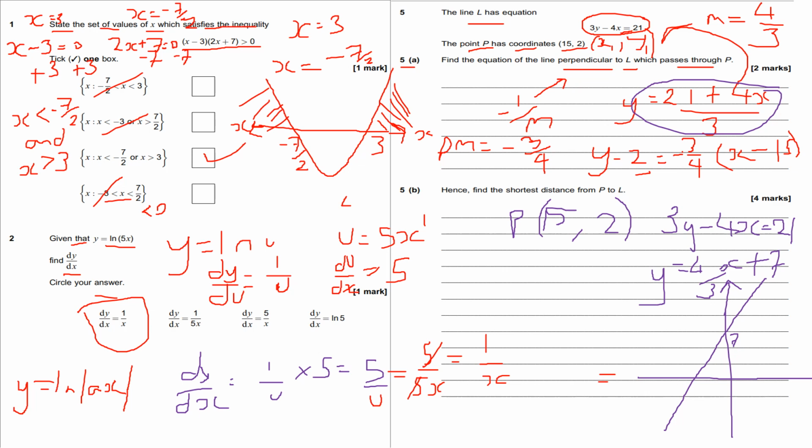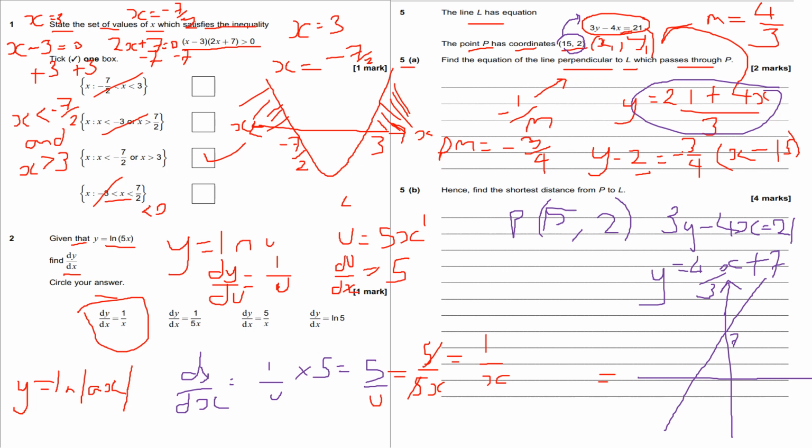Okay, so point P obviously lies on this line, I think. So let's sub it in. So you have 6 take away 60. Okay, so it doesn't actually lie on there, sorry.